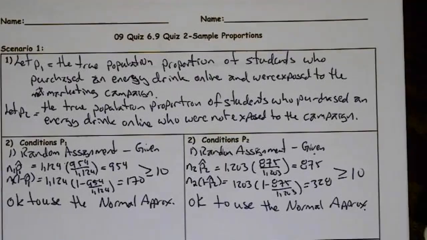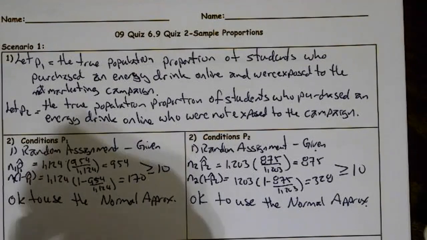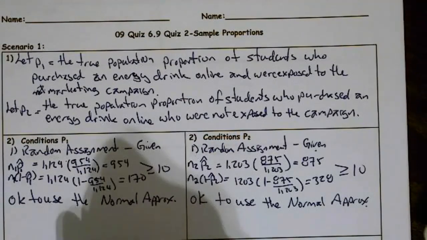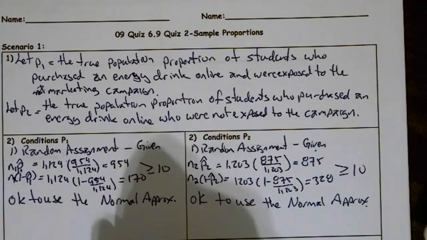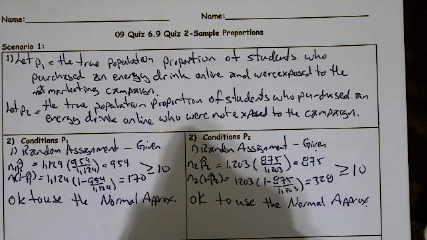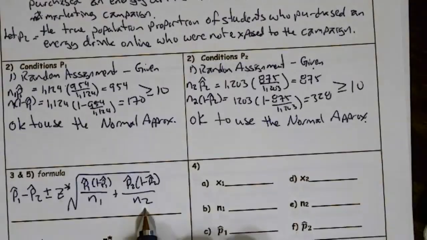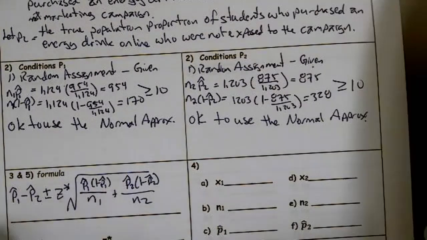Right? See if that lines up a little better. Our formula: p hat 1 minus p hat 2 plus or minus z star times the square root of p hat 1 times 1 minus p hat 1 over n1 plus p hat 2 times 1 minus p hat 2 over n2. So that came right off the formula chart. Then x1 came from our problem.